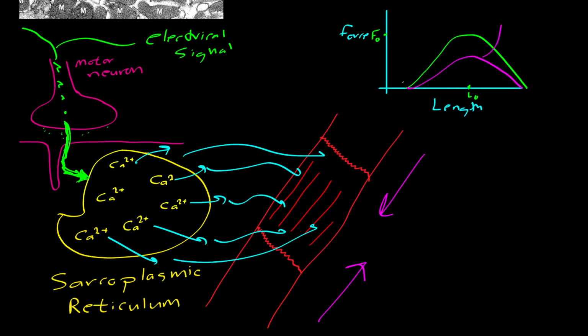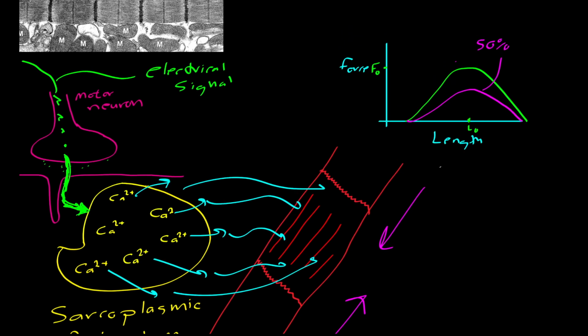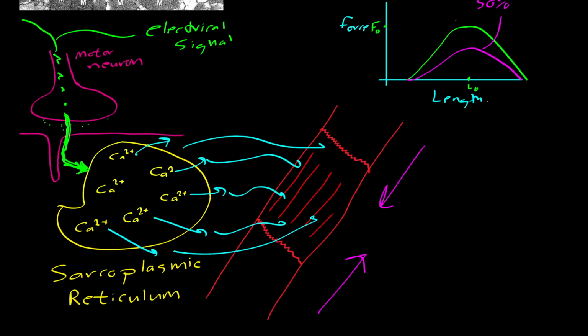So maybe the concentration of calcium is 50%. We could say the muscle's at 50% activation. We just multiply this whole green curve by 0.5 and it scales down, no problem. So that is, we could say that maybe that's activation level. Muscle activation is 50%. And when this electrical signal stops, the muscle will shut off.